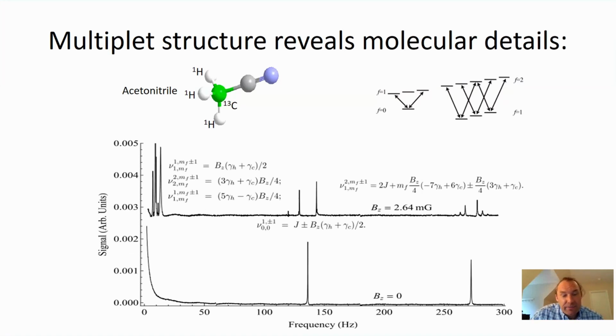This is very useful in the sense that these multiple structures really reveal much more molecular details. For example, you can learn exactly what kind of groups you're dealing with. You can also learn what kind of gyromagnetic ratio is involved, if it's a carbon or a nitrogen, if you need to make that differentiation, et cetera.